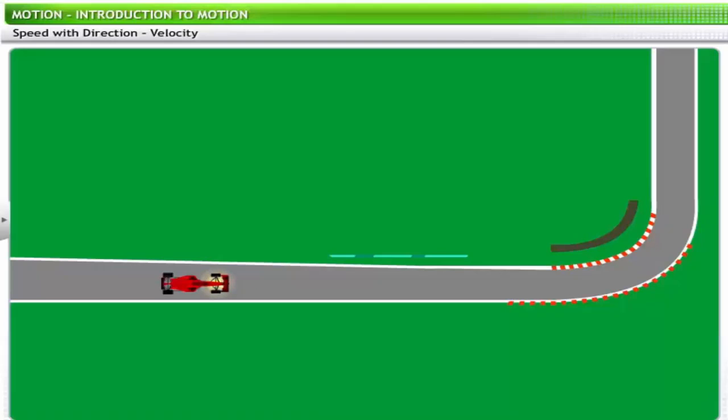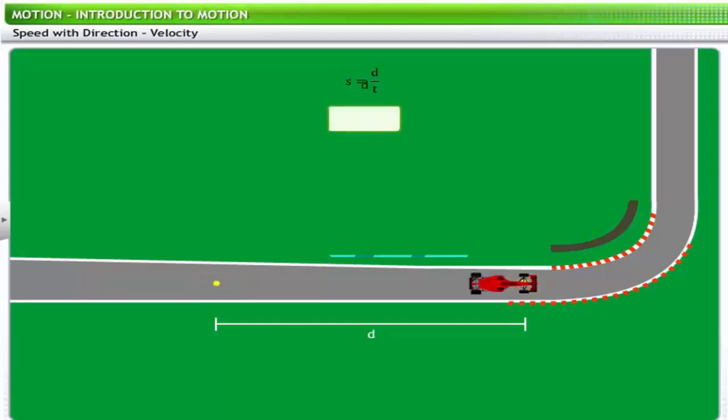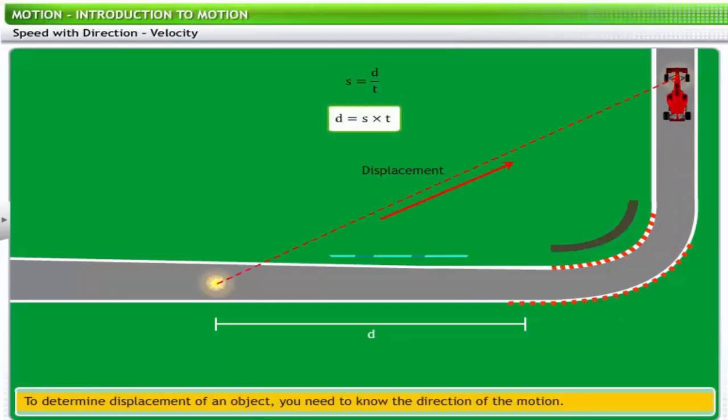If you rearrange the formula for speed, you can determine the distance covered in a given period of time at a given speed. s is equal to d divided by t. Therefore, d is equal to s multiplied by t. However, it does not give you the displacement of the object. To determine the displacement of an object, you need to know the direction of motion, along with the rate of the motion.